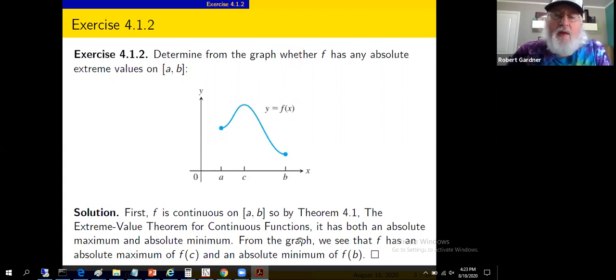Where are they? Here's the minimum value. It's f of b, because the function never goes below that. And here's the maximum value. It's what you get by plugging in c. It's f of c. So the absolute maximum is f of c. The absolute minimum is f of b. The function never goes below this f of b level, and never goes above this f of c level. Easy enough. Extreme value theorem applied.